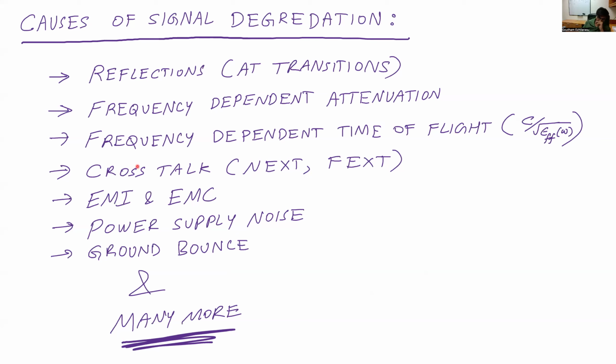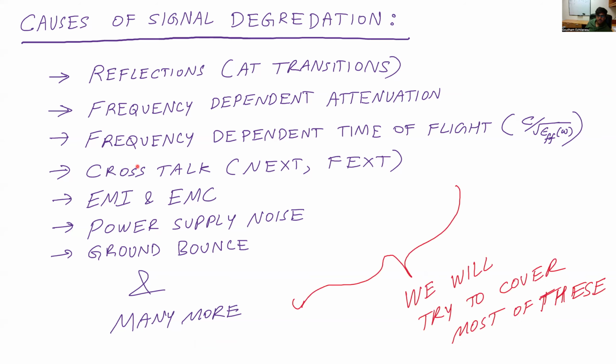As we'll talk about, there are NEXT and FEXT, which are the near-end crosstalk and the far-end crosstalk, and we'll talk about these two. There's also EMI and EMC, which are electromagnetic interference and electromagnetic compatibility. There's also power supply noise, ground bounce and ground noise, which will not really be discussed in this lecture, but will be discussed in the lecture on power integrity. And of course, you can have many more phenomena that are not covered here, which is outside the scope of this particular lecture.